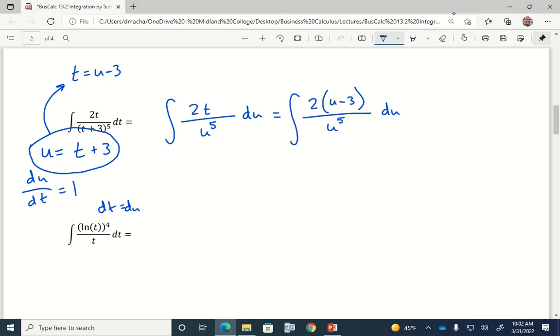Okay, so it's still not in a form where I'm really confident that I can take the antiderivative. So let me mess around with it a little bit more, just doing algebra to the inside. I'm just going to take the 2 outside of the integral, so I don't have to worry about it. And then whenever I have u minus 3 divided by u to the fifth, let me keep the denominator the same and just split that up into two different fractions. My first fraction is going to be u divided by u to the fifth. And then my next one is going to be minus 3 over u to the fifth du.